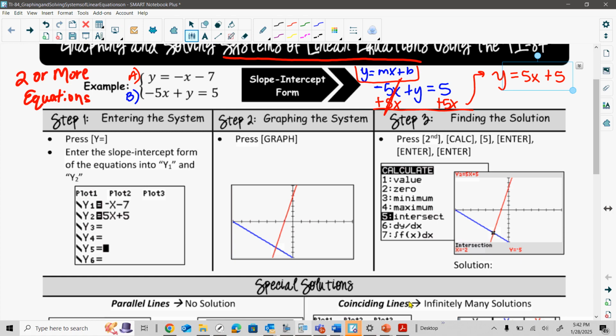Now, with a system, whenever you have 2 or more lines, you need to add this little note to your worksheet. The intersection, if you have an intersection, which is right here, okay, the intersection is a solution. So you will have one solution if you have an intersection.